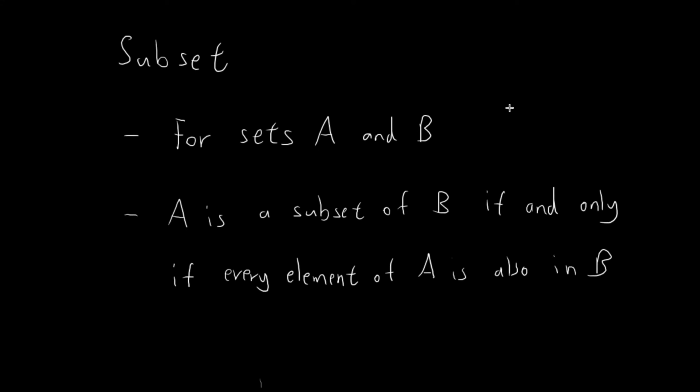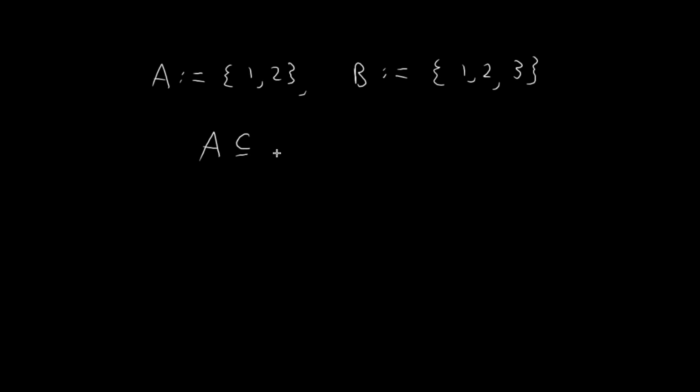And if this is indeed the case, we use the symbol A is a subset of B to represent this idea. And so now I'm going to show you some examples on how we can apply this concept. For our first example, let's say A is the set consisting of the numbers 1 and 2. And let's say B is defined to be the set consisting of the numbers 1, 2, and 3. Now using the definition, I want to show that A is a subset of B.